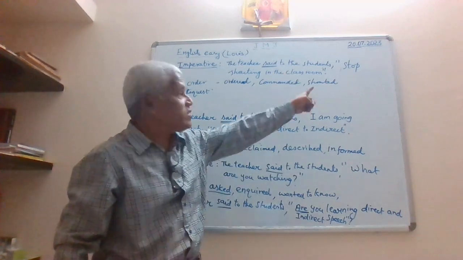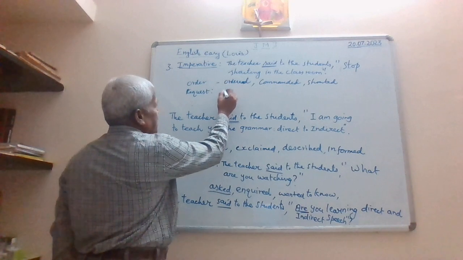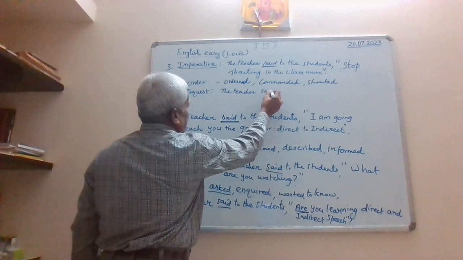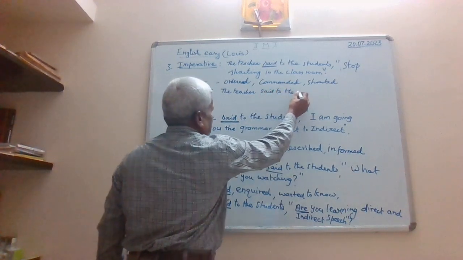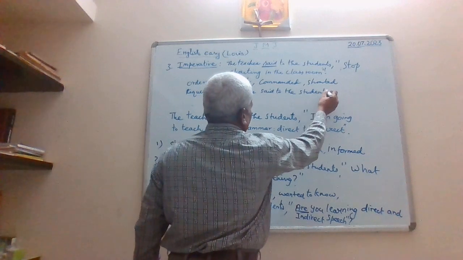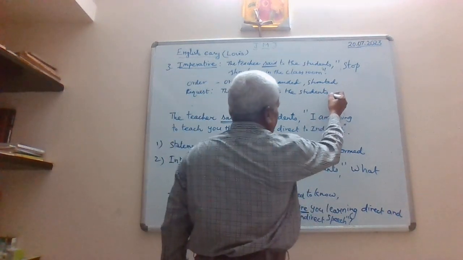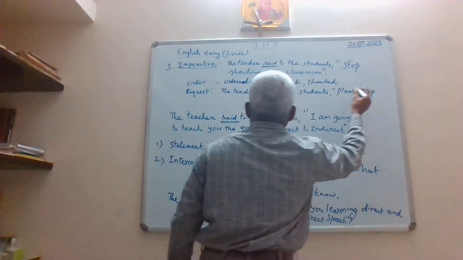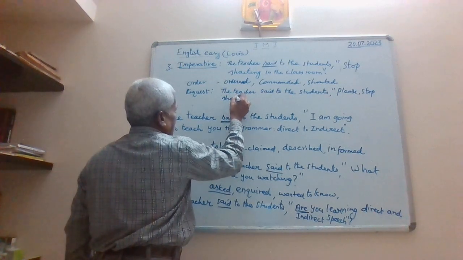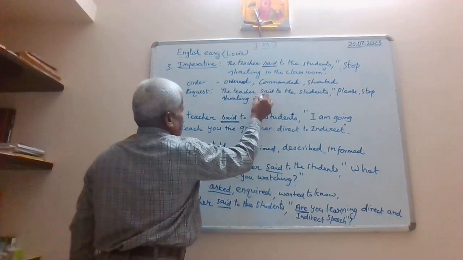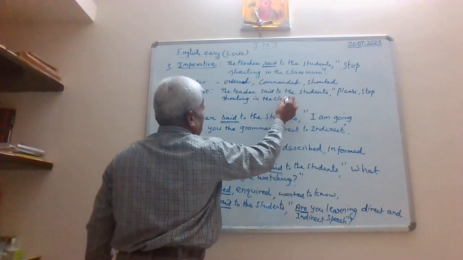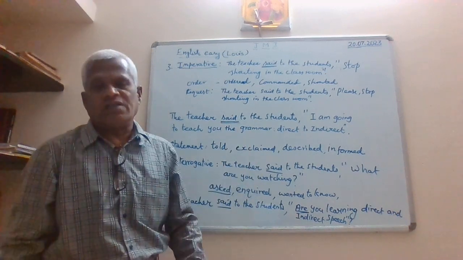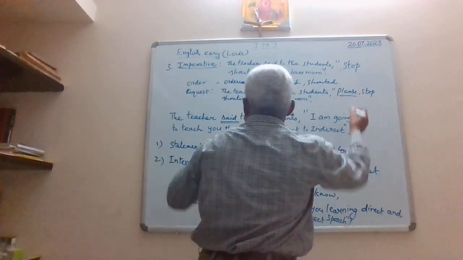Now instead of saying straight away "stop," how can you say it? The teacher said to the students, "Please stop shouting in the classroom." Now this is also an example of an imperative sentence, but beginning with the word please. Request.